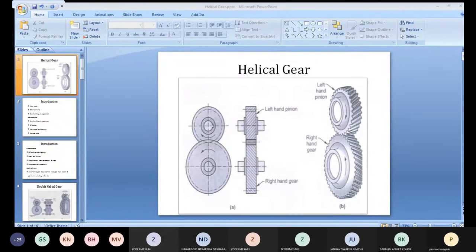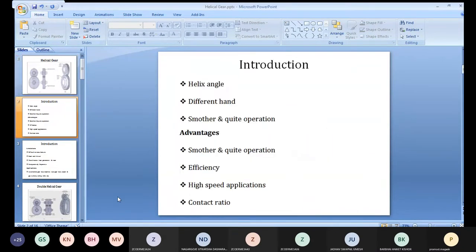Okay. So this is about the structure of the helical gear. In the introduction we have seen the helix angle, indicated by alpha, which lies between 15 and 30 degrees. We have also seen different hands, right and left. It gives smoother and quieter operation. Why? Initially, at the time of meshing, it makes a point of contact and then extends to a line of contact. Due to that, power, motion and torque are transmitted very easily, so it gets smoother and quieter operation.